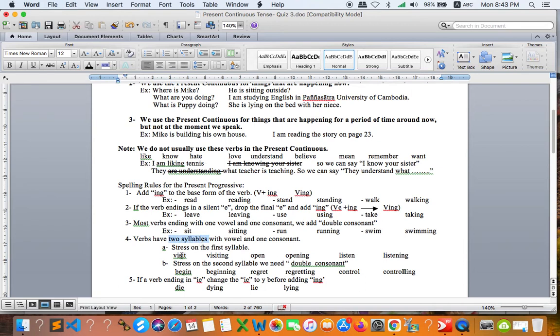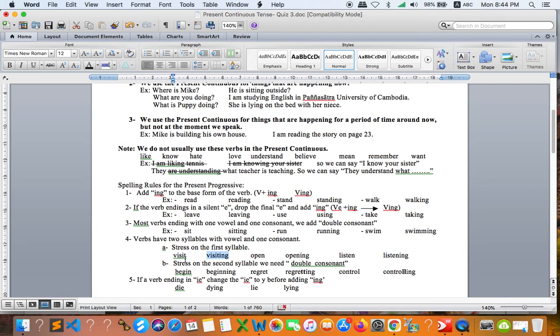So when it comes to CVC and 2-syllable verbs, you need to find out where the stress is. If you can find the stress, then you know exactly whether you have to double the final consonant and add ing or not. As you can see right here, visit. The stress is on the first, so we don't double, visiting. Open, the stress is on the first O, so we do not double N and we add ing. Listen, if the stress is on the first, then we just add ing for gerund.